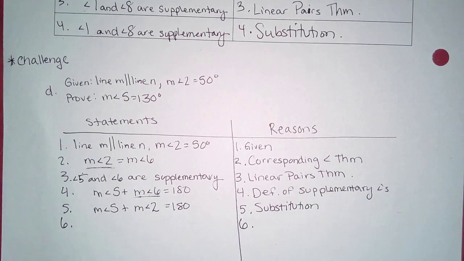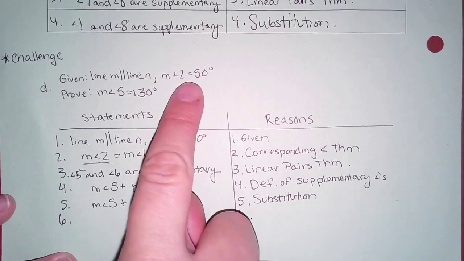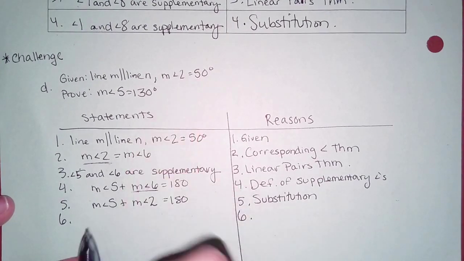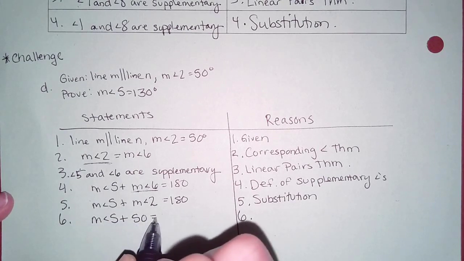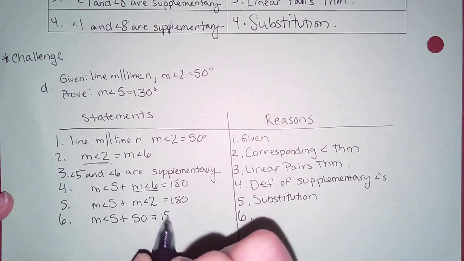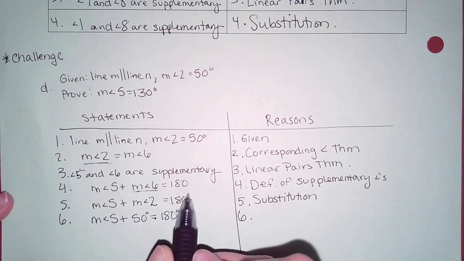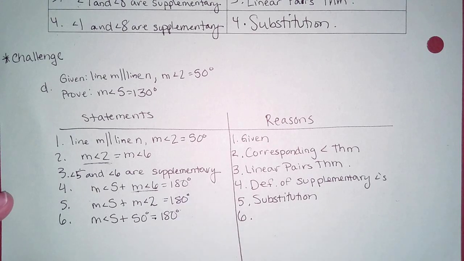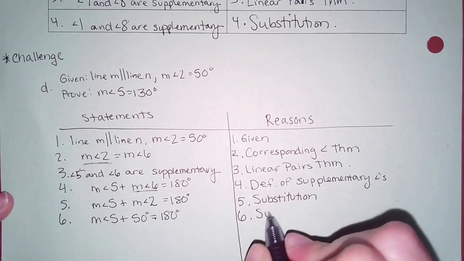Now, I know that angle 2 is 50 degrees. It was in my given. So I have measurement of angle 5 plus 50 degrees equals 180. And if you wanted to put degree marks on these, you could, like degrees, degrees, degrees, degrees. Again, we substitute. So you can either put the quotation marks here or write out substitution again.